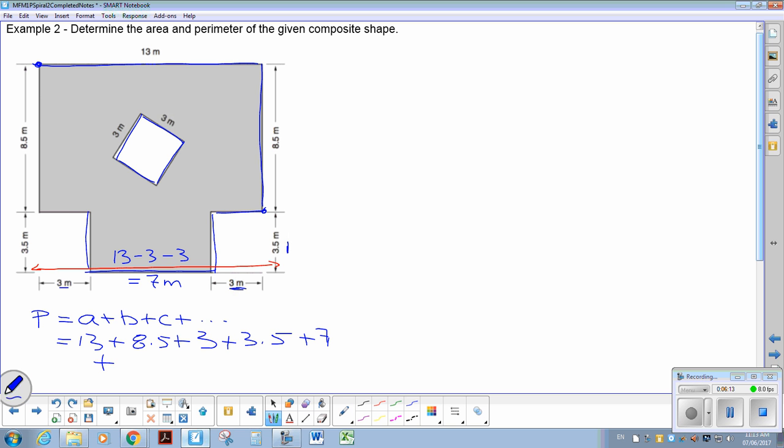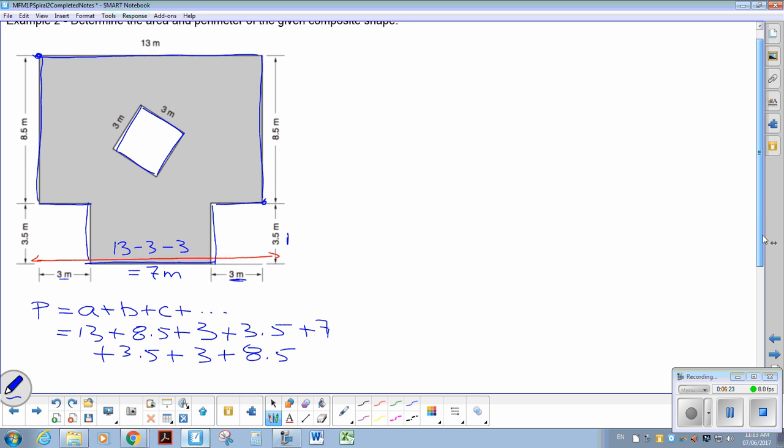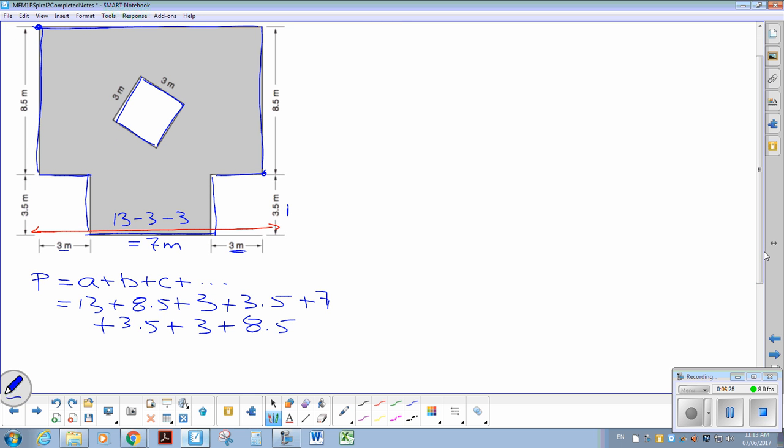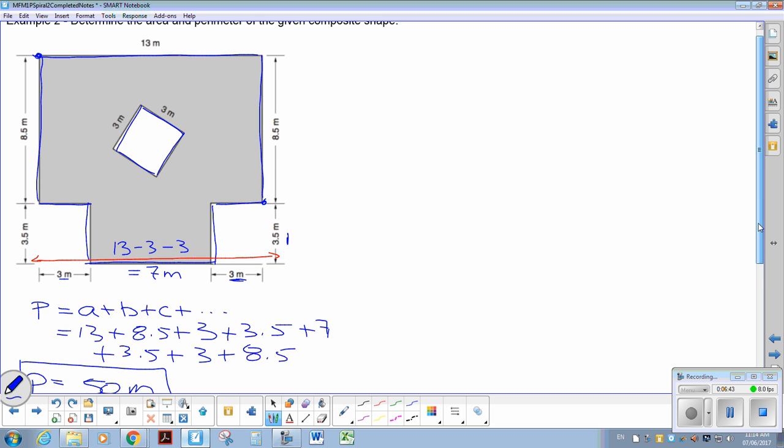I go up, 3.5, go across, 3, and final home stretch is 8.5. All right, so there is my perimeter. Adding that all up, I get it to be an even 50. So there is our perimeter for this shape. Now notice the hole cut inside didn't matter because perimeter is the distance around the outside of the shape, and that is the outside.